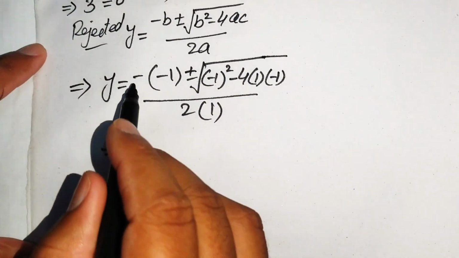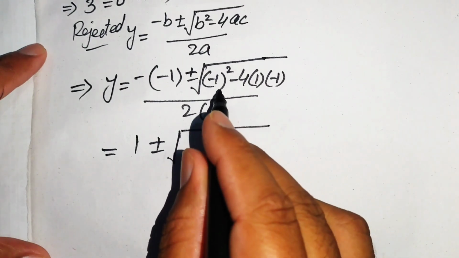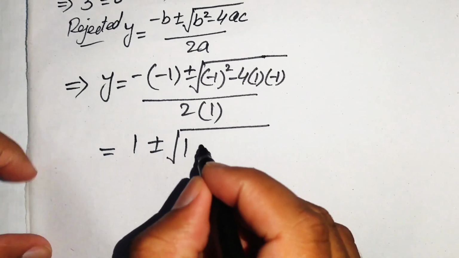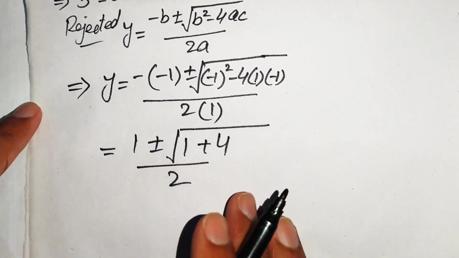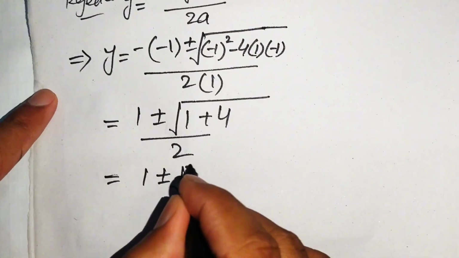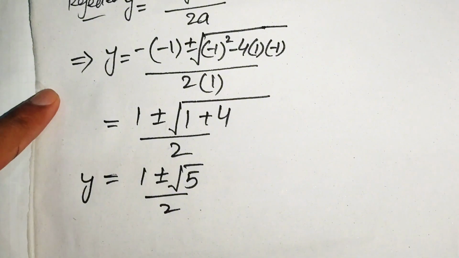So this implies that we have minus times of minus becomes plus 1 plus minus square root of minus 1 square, and minus 1 square is plus 1, and this minus times of minus becomes plus 4, and this whole divided by 2. So it will be equal to 1 plus minus square root of 5 divided by 2. So these are the two values of y.